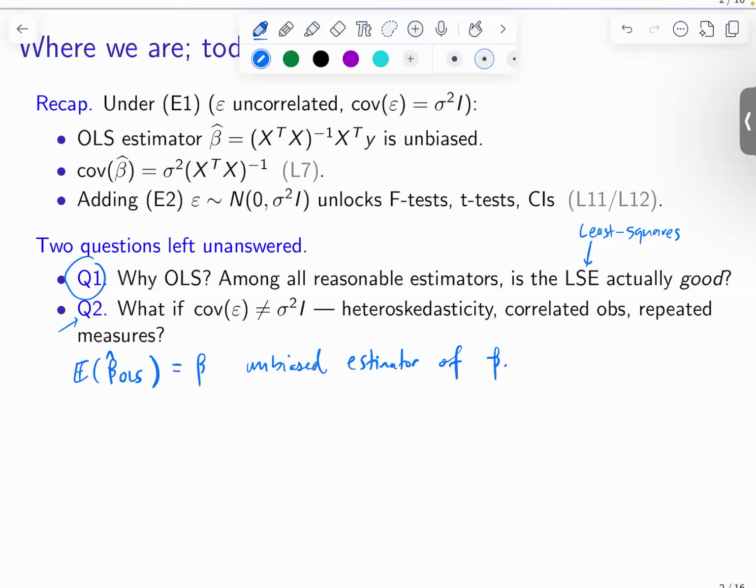What's your name, by the way? Yes, Grant. Okay.